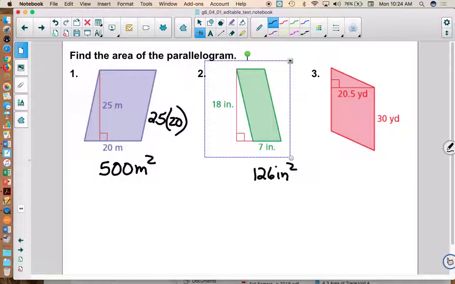And number 3, what is our final area there? What's the final number? Josie, what do you get on number 3? Good, 615 yards squared. Good job, Josie. All right, let me see.